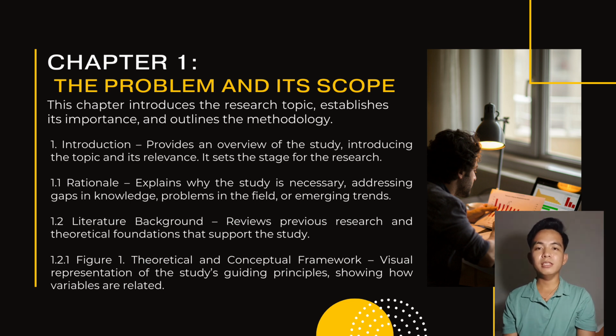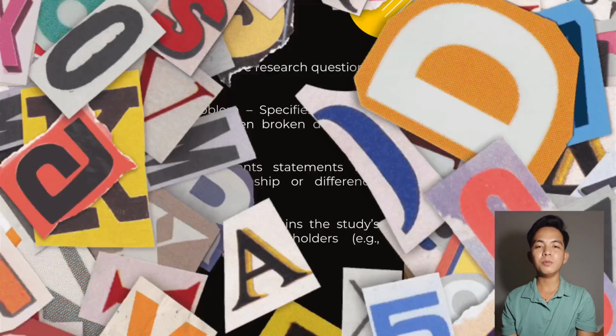For 1.1, which is the rationale, it explains why the study is necessary, addressing gaps in knowledge, problems in the field, or emerging trends. Next is 1.2, which is the literature background. It reviews previous research and theoretical foundation that support the study. For 1.2, Figure 1, the theoretical and conceptual framework, is a visual representation of the study's guiding principles, showing how variables are related.